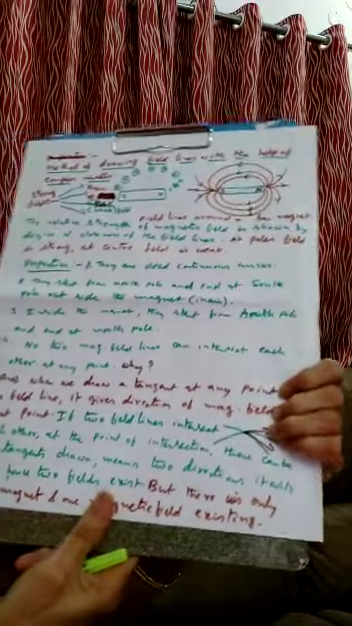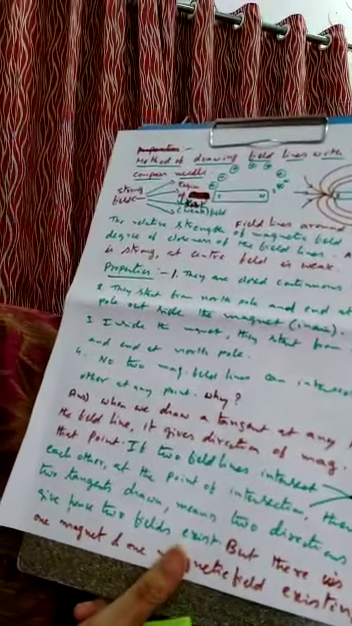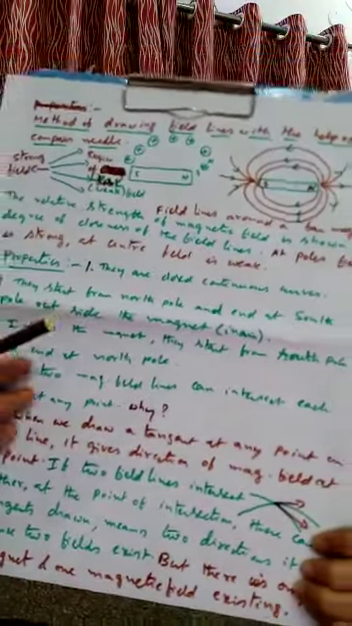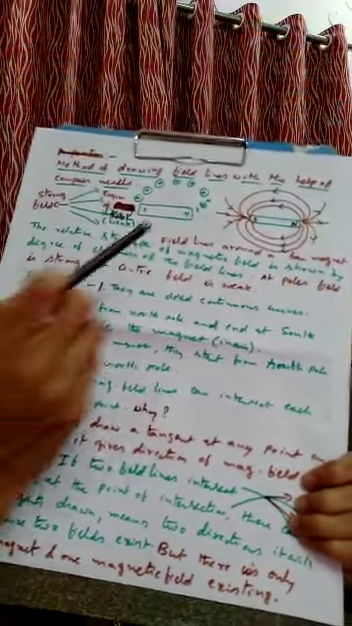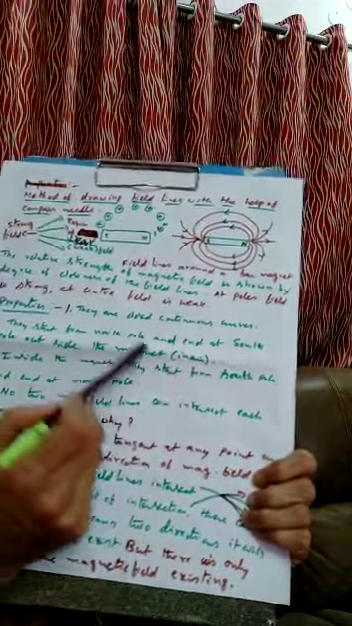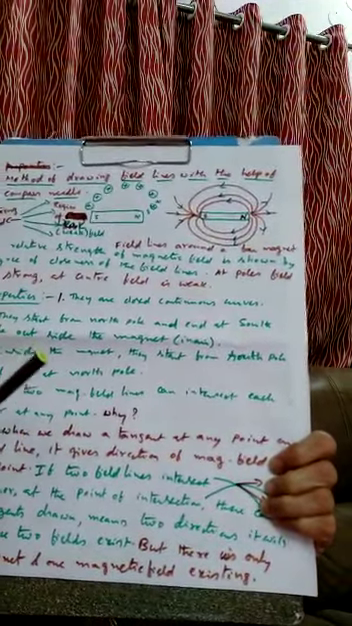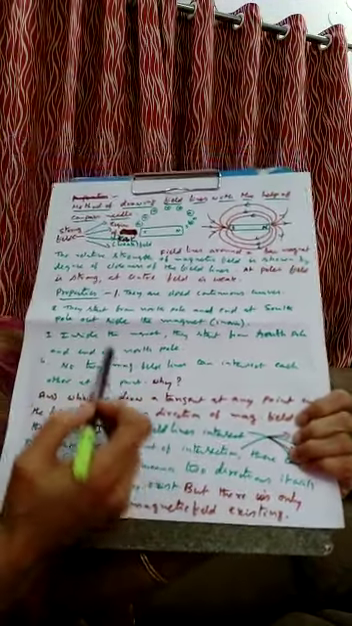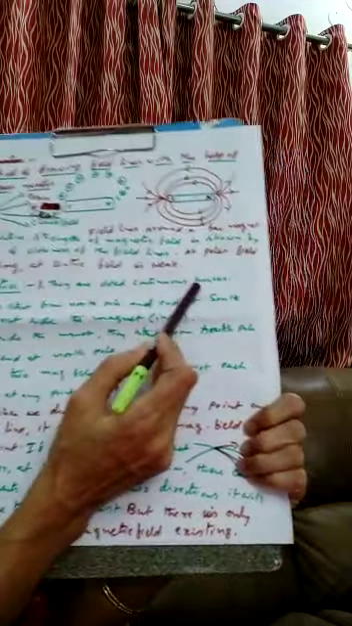Now let us discuss the properties of magnetic field lines. I would like to explain with this diagram. Number 1 point: they are closed continuous curves.